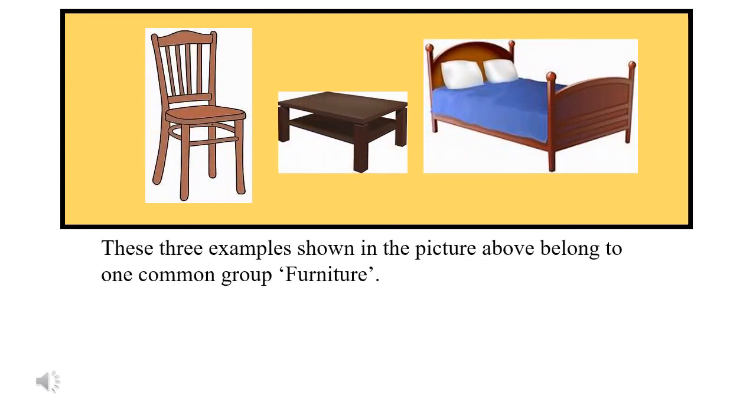So here we have grouped three of the examples given, that is a chair, table and a bed. They fall under one common group, that is furniture. Okay, so here this group is nothing but our set given to us, and here furniture is nothing but the name of the set. And the examples of the furniture given here are nothing but the elements of the set.